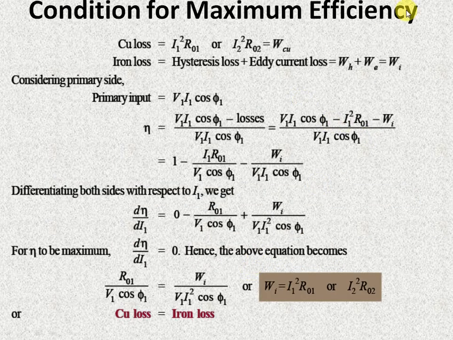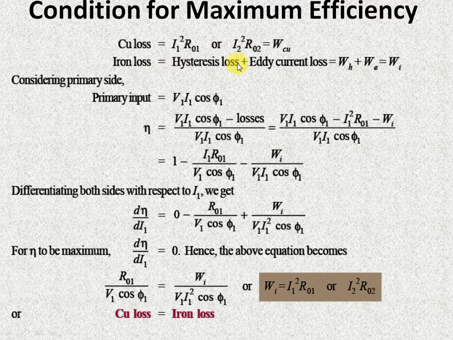Next we are going to obtain the condition for maximum efficiency. This is actually a very important topic. From the primary equivalent circuit, we can say the copper loss is I1 square R01. From the secondary equivalent, we can say it as I2 square R02. In the last video session, we have solved a problem and we have proved that these values are one and the same.